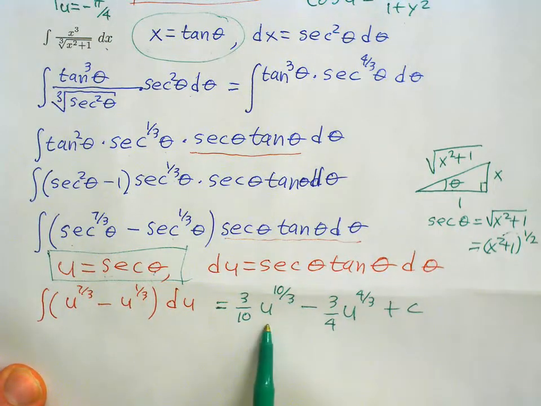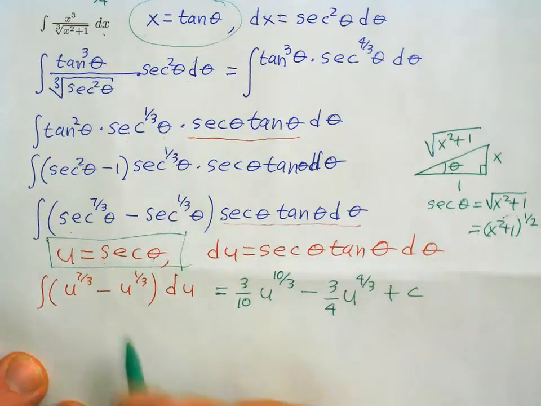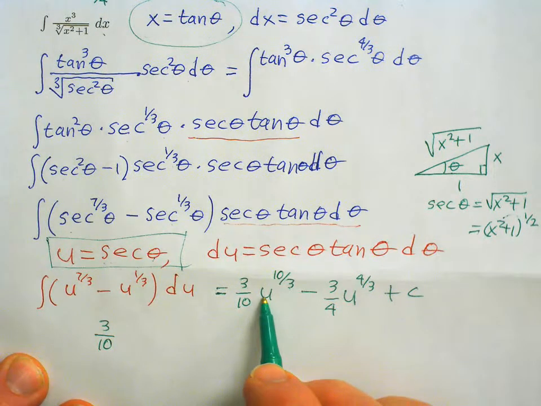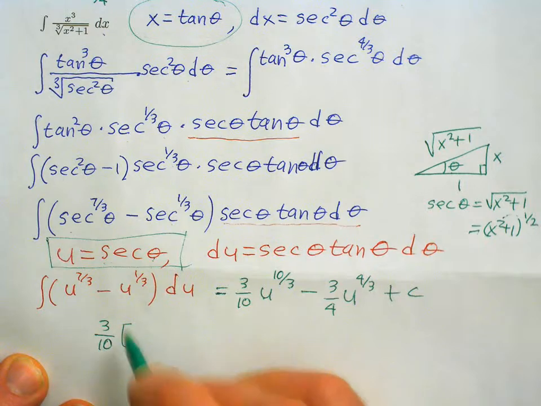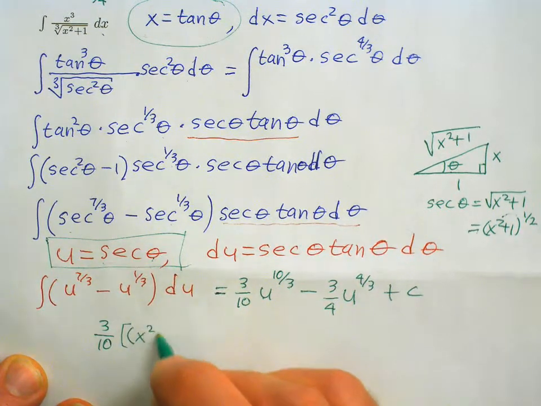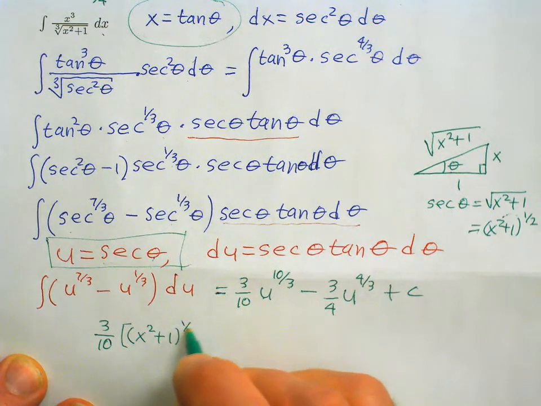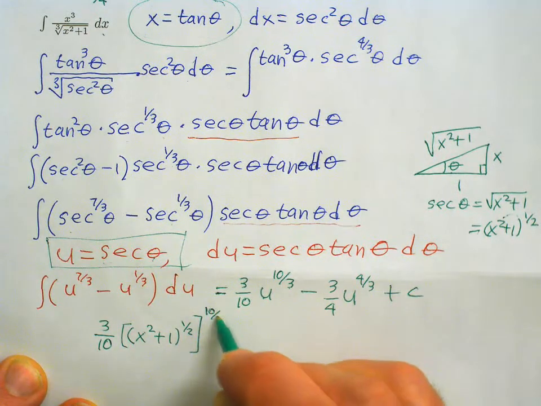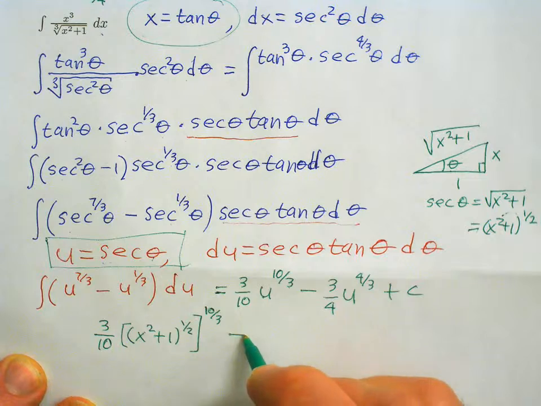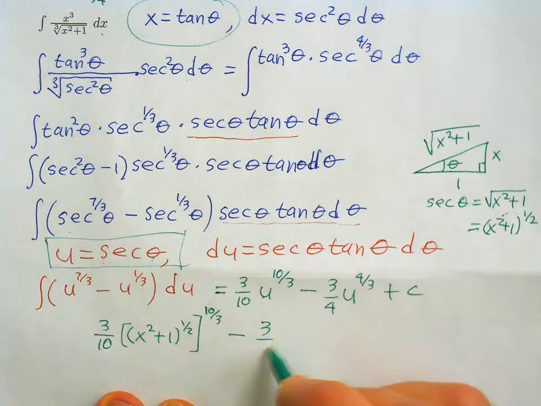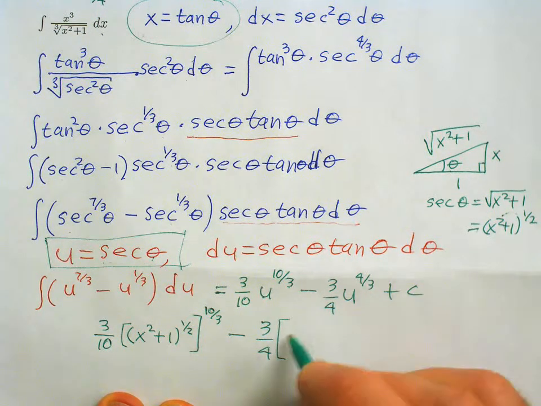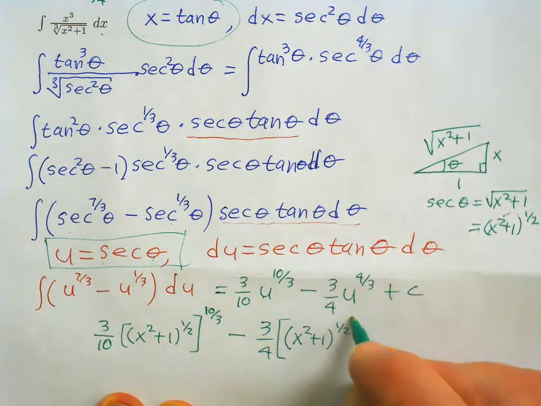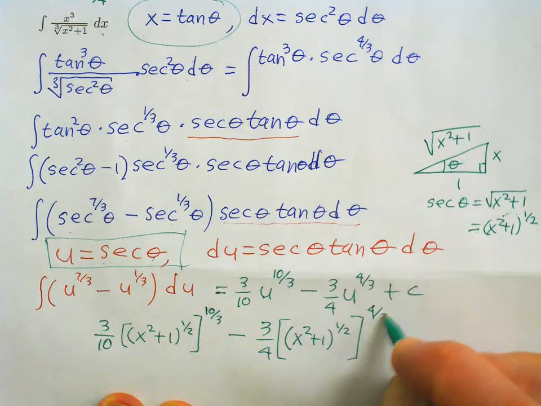Okay, so we'll make our substitutions. We get 3/10, and then I'm replacing u with (x squared plus 1) to the 1/2, and then that is raised to the 10/3 power. And then the next term, minus 3/4 times the quantity (x squared plus 1) to the 1/2 raised to the 4/3 power.